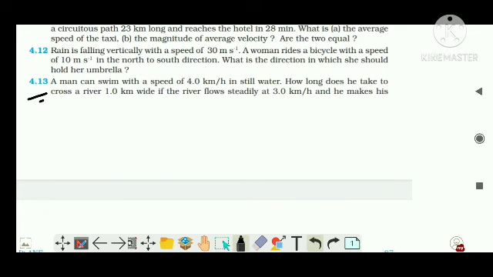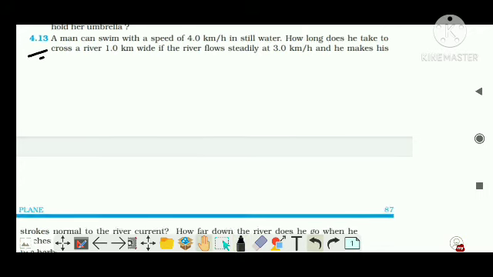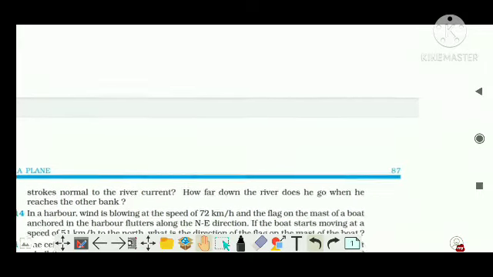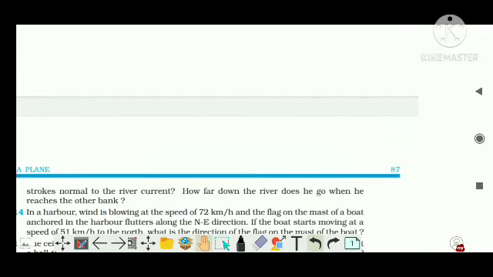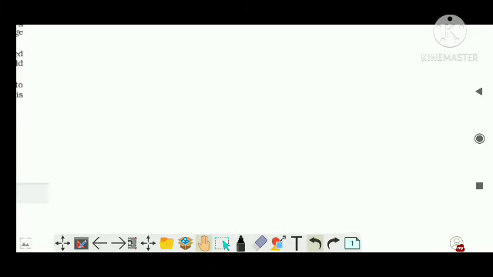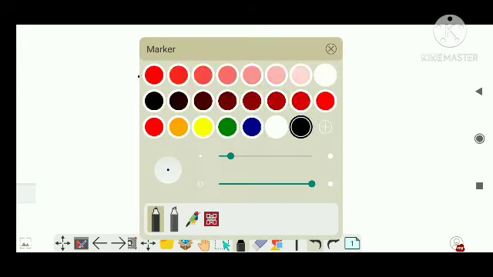A man can swim with a speed of 4 km/h in still water. How long does it take to cross a river 1 kilometer wide if the river flows steadily at 3 km/h and he makes his strokes normal to the river current? How far down the river does he go when he reaches the bank? I hope you didn't understand anything, right? So you are told, take a look.